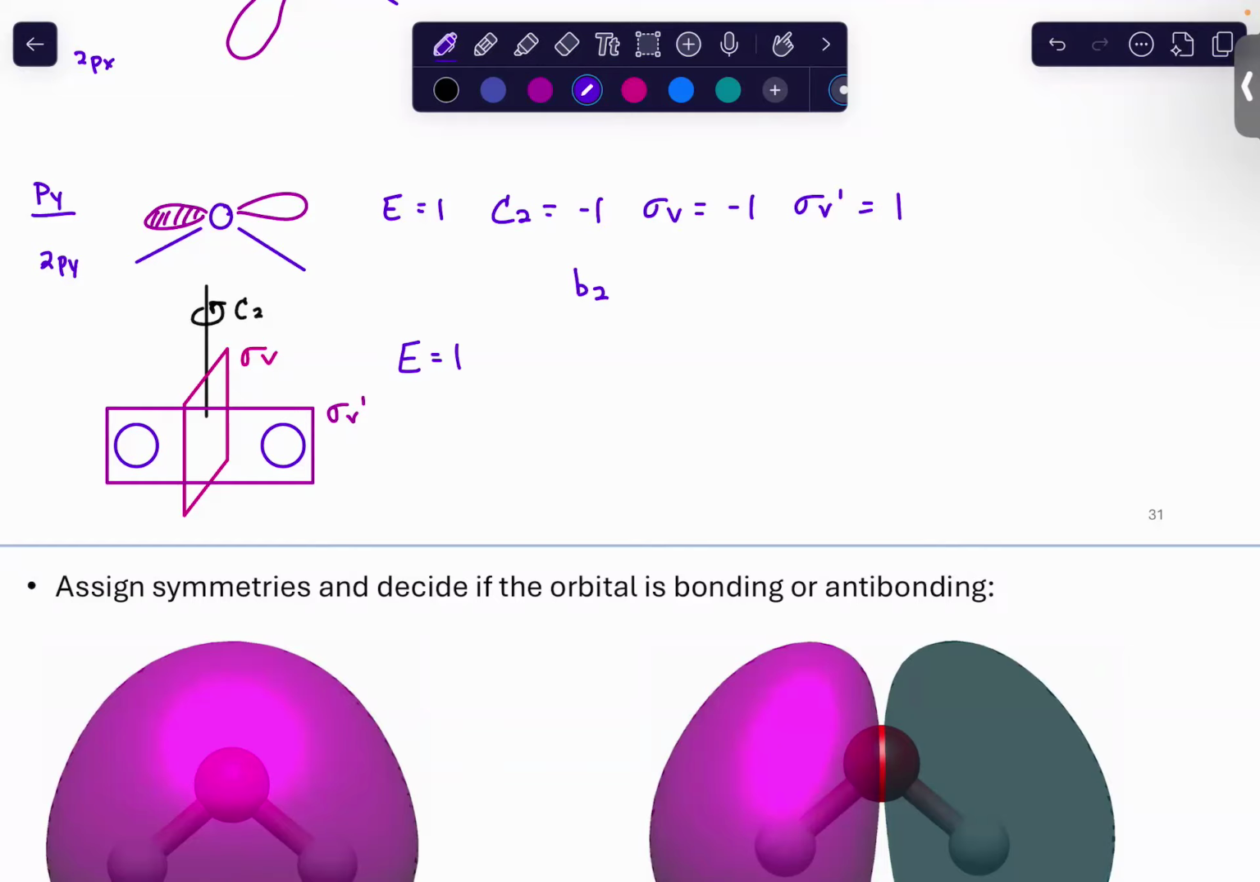E will be 1, C2 will be 1, sigma V will be 1, and sigma V prime will be 1, giving this ligand group orbital 1 an A1 symmetry.